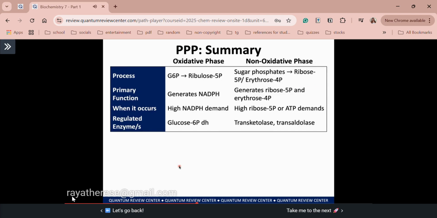When does it occur? The oxidative phase is always active when there is a high NADPH demand. The non-oxidative phase, ayan, is active when there's a high ribose 5-phosphate or ATP demand. And lastly, class, remember our regulated enzymes.